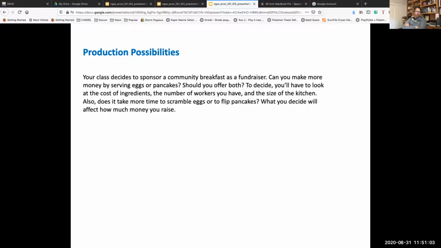Should you offer both? To decide, you'll have to look at the cost of the ingredients, the number of workers you have, the size of your kitchen, and also, does it take more time to make scrambled eggs or to flip pancakes? What will you decide? How much affects how much money you will raise?